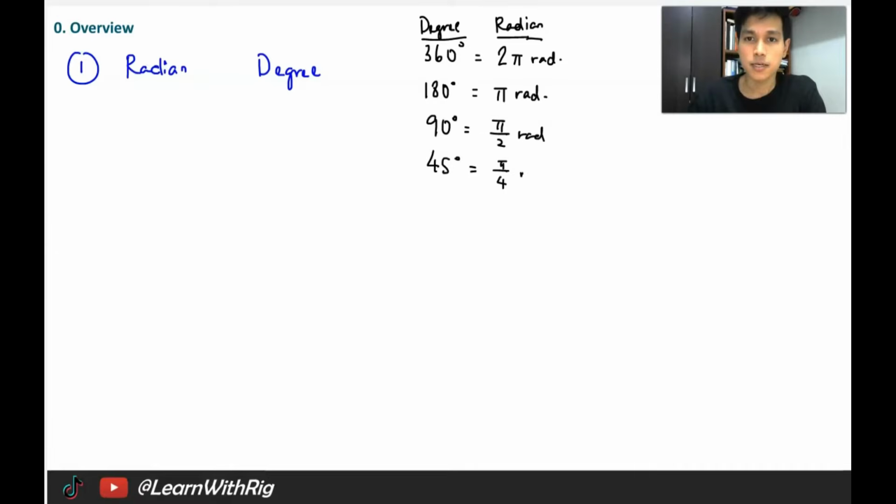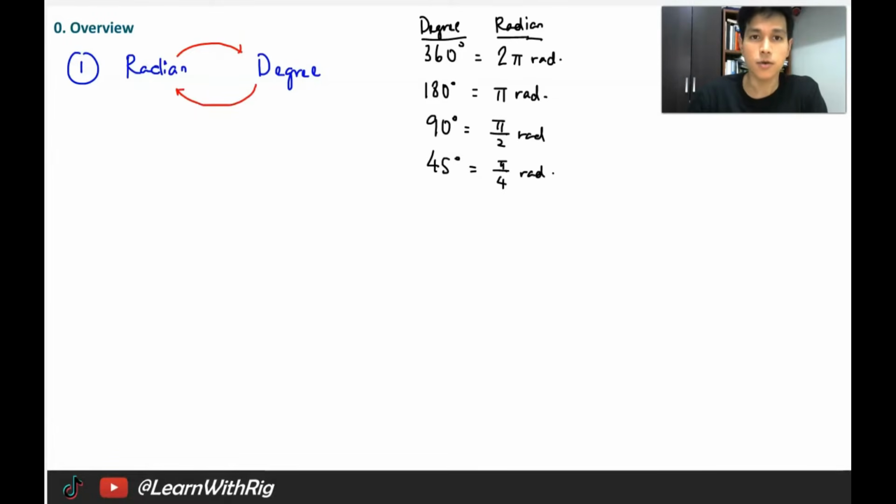So basically these are the basics that you have to know, okay? But what if you get some funny angle, like for example 60 degree or 60.5 degree? How are you going to convert? Let's say I do degree to radian first, okay? It's the most common one.